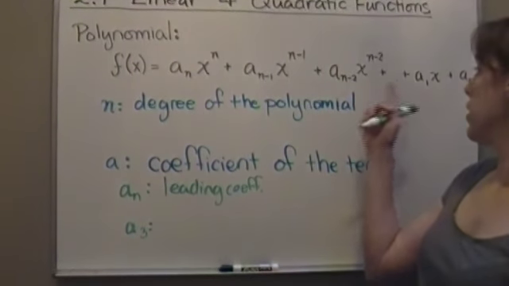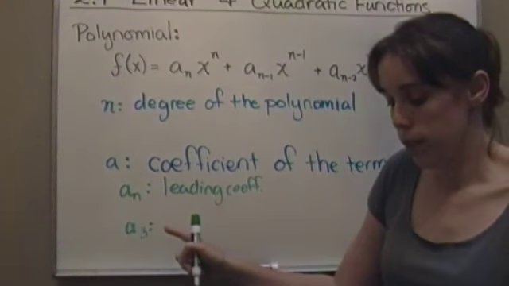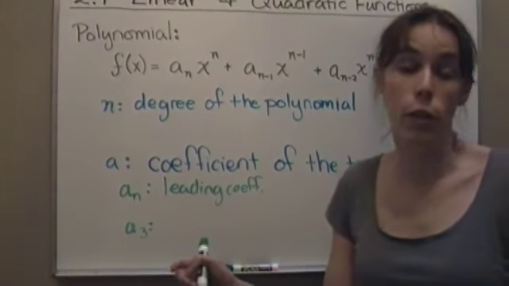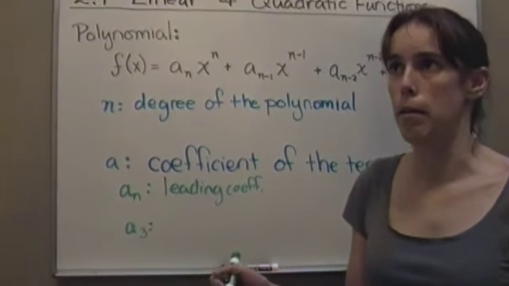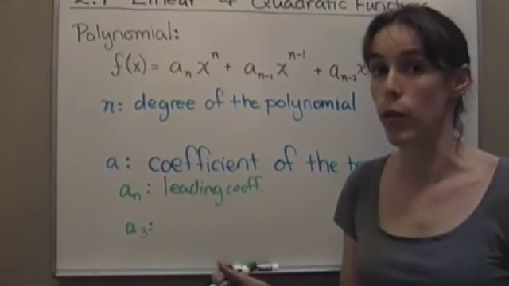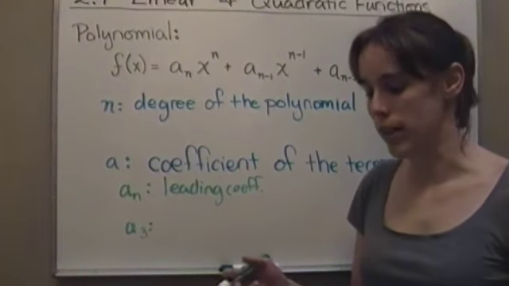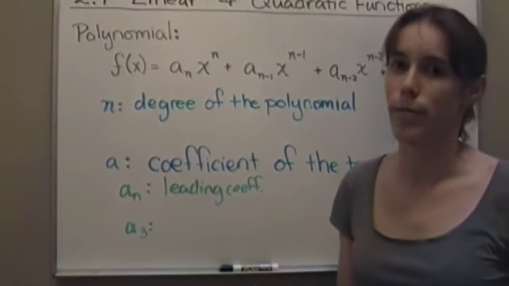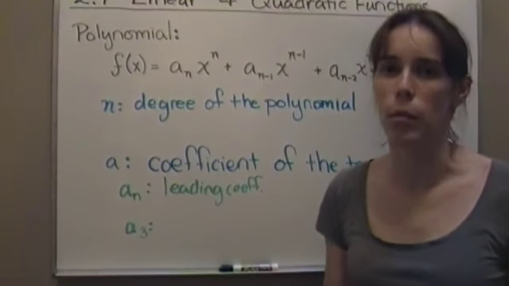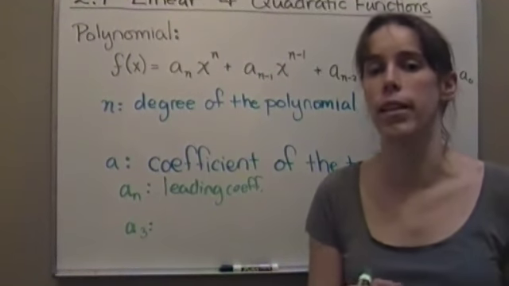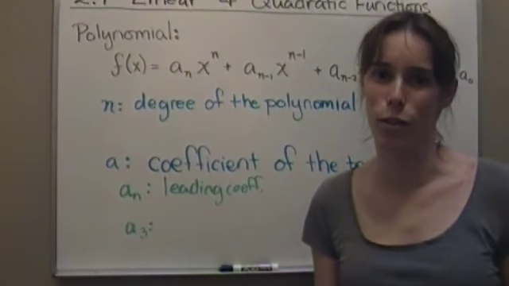Now there are a bunch of other ones. A sub 3 is the coefficient of the cubic term. A sub 2 would be the coefficient of the quadratic term, right? A sub 1 is the coefficient of the linear term. So you just sort of have to be able to look at the a sub some things and figure out which term it's related to.